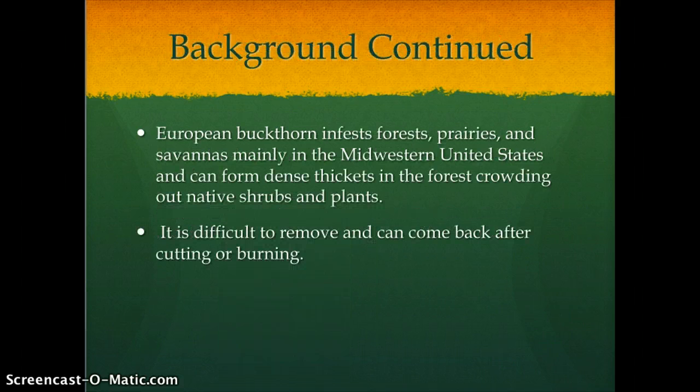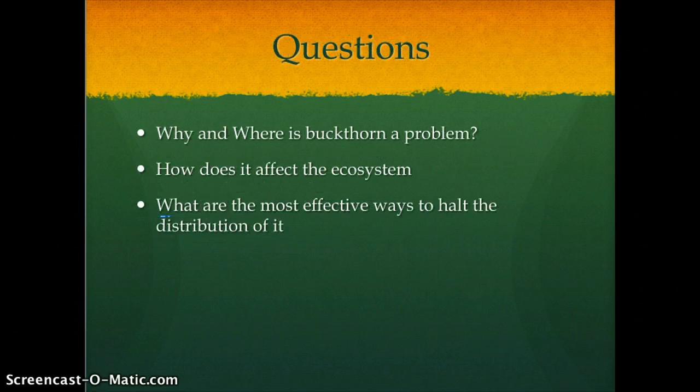European buckthorn infests forests, prairies, and savannas, mainly in the Midwestern United States, and can form dense thickets in the forest, crowding out native shrubs and plants. It is difficult to remove and can come back after cutting or burning. Also, it is very expensive to remove.